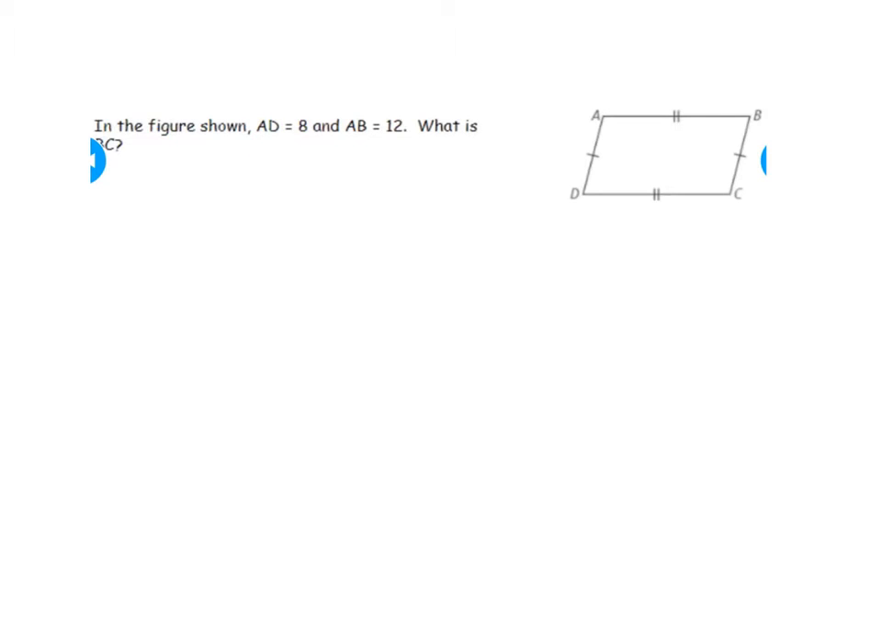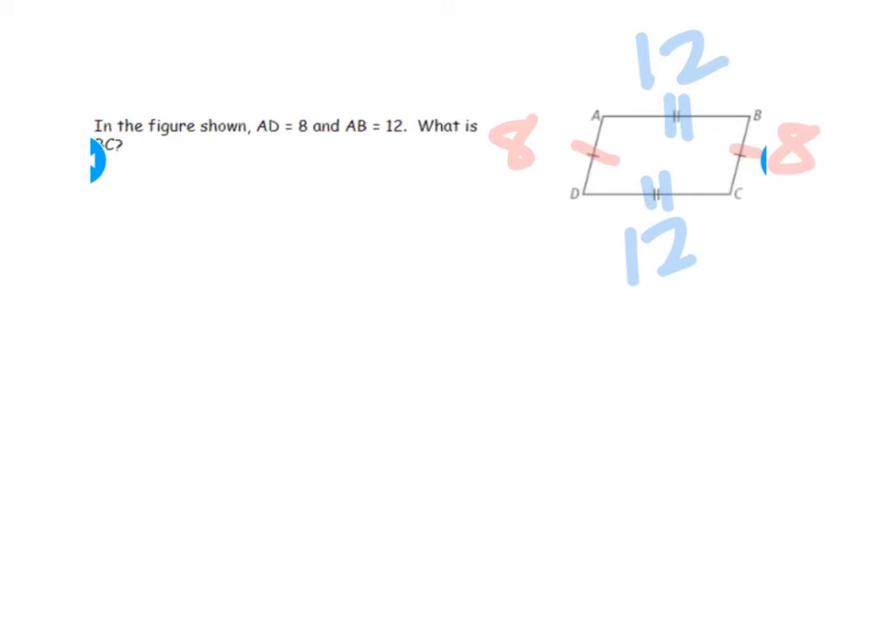All right, this one's not hard, y'all. This is just making sure you can find congruency symbols in a picture. So the first thing it says is that AD is 8. So where the heck is AD? AD is right here. AD is 8, and it's congruent to BC, so BC is also 8. AB is 12. Where's AB? AB is right here. AB is 12. It's congruent to DC, so DC is also 12.